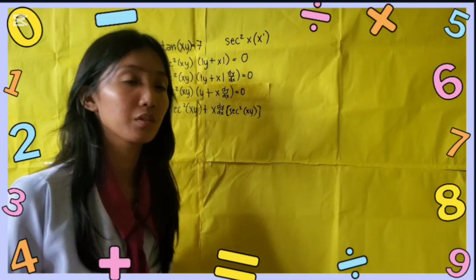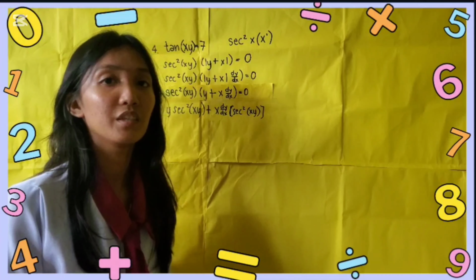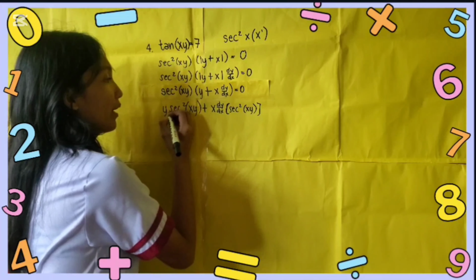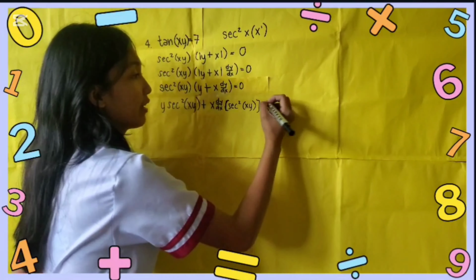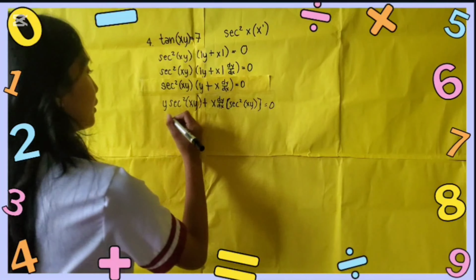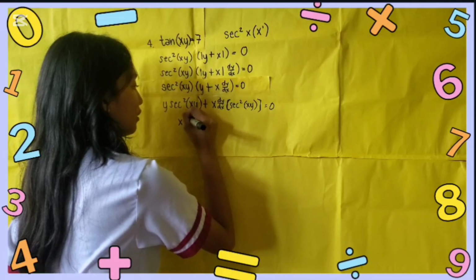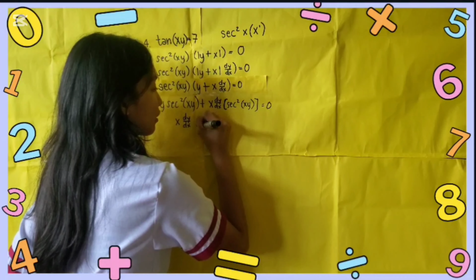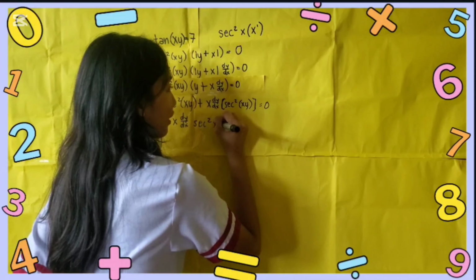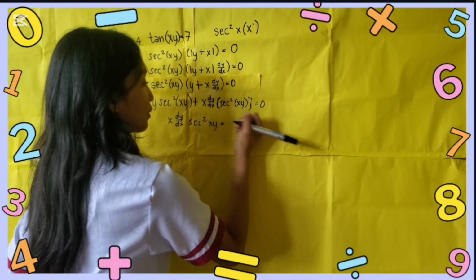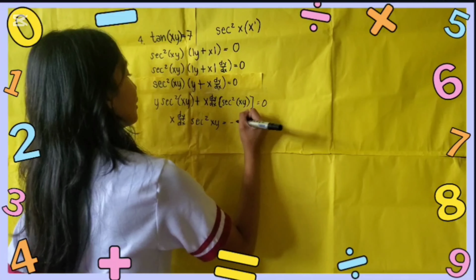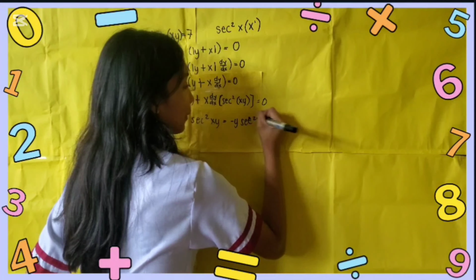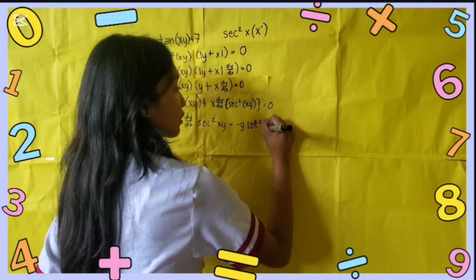Then we're gonna isolate dy over dx. So that means we're gonna transpose y secant squared xy to the other side. That would be x dy over dx secant squared xy is equal to transpose negative y secant squared xy.